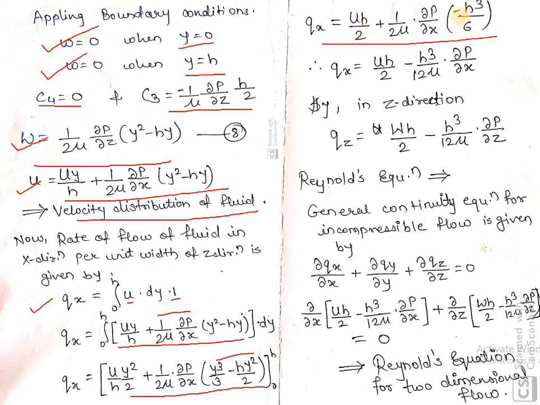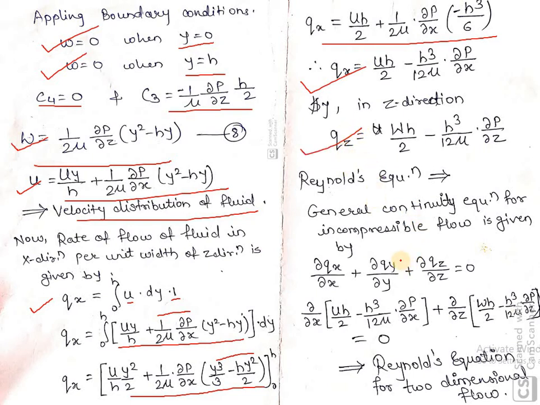So again simplifying it by multiplying by 6 into 2, that will give you minus h cube by 12 mu into dabba p by dabba x. So this is the rate of flow of fluid in x direction. Similarly, we can find out the rate of flow of fluid in z direction. It is given by qz.